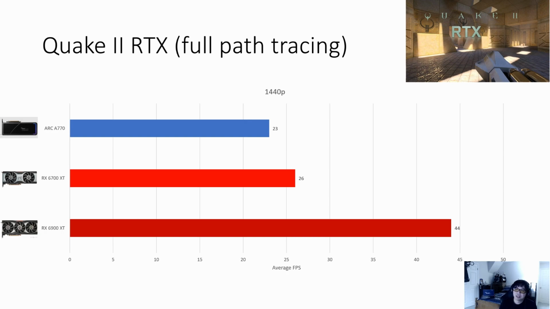And then it also gives a really good reference point for the upcoming Radeon 7000 series cards, because if the flagship is only managing to do 44 at 1440p, we'll see what the next flagship is able to do. So I'm pretty stoked to see that. But yeah, so that's going to be Quake 2. Very interesting result. Probably the most interesting game that I benchmarked overall.